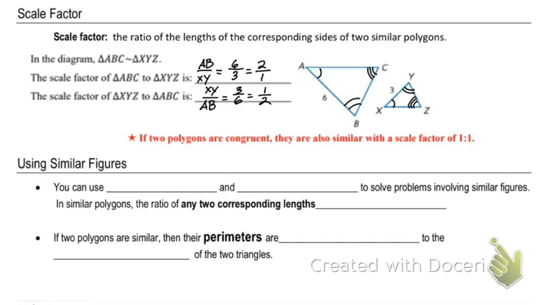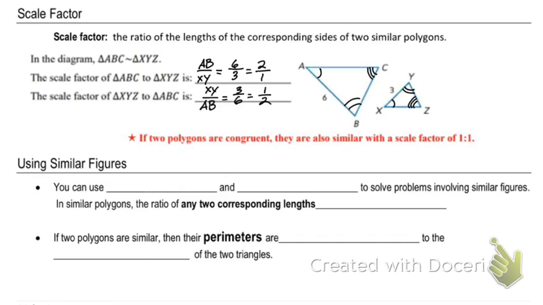Yes? Wait, so you're saying that if something is the same but opposite, those could be similar? Or is it because order matters they wouldn't be similar? I don't know what you mean by opposite, I guess. Oh, because you did AB, XY, 6 over 3 equals 2 over 1. Mm-hmm. And then XY over AB, 3 over 6 equals 1/2. So those wouldn't be similar because order matters.